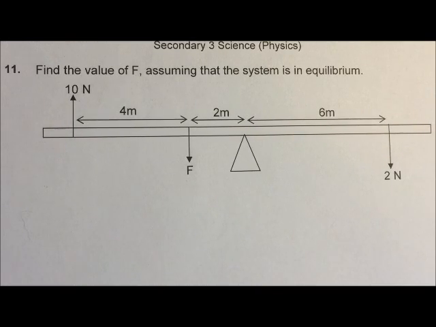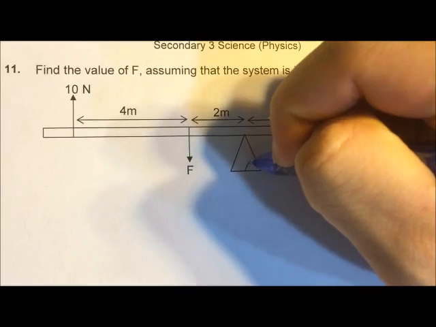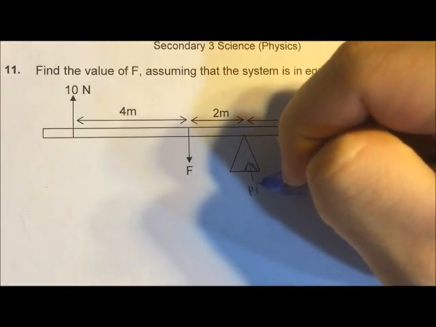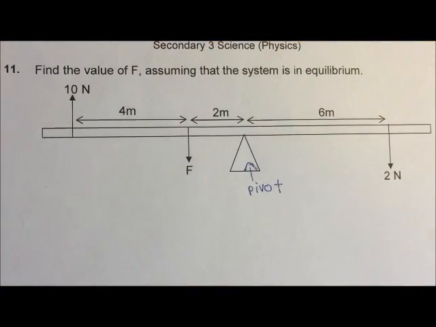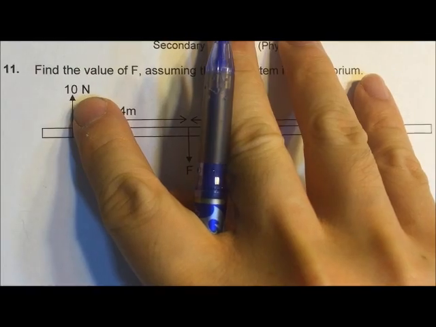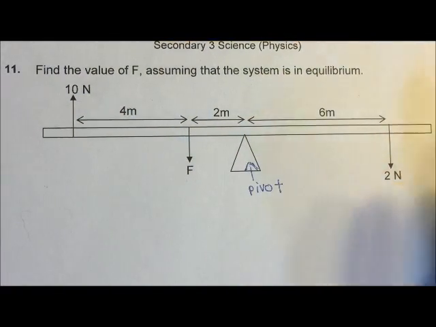Step 1. Identify the pivot. So as we can see from the question, the pivot is down here. Now next, we must identify the forces and direction. So what are the forces involved? As you can see, the forces involved are 10 Newton, F, and the 2 Newton force.